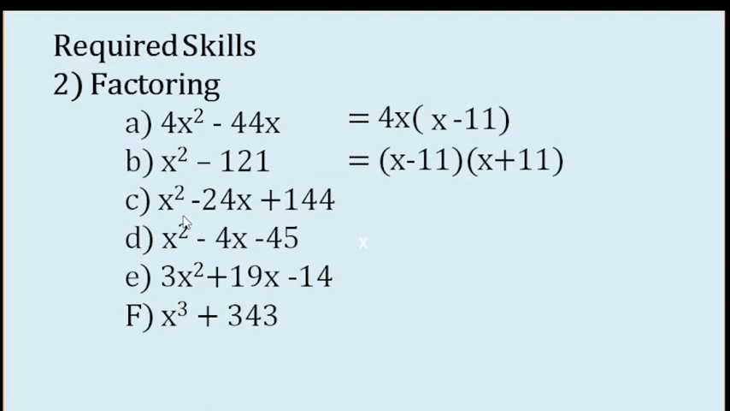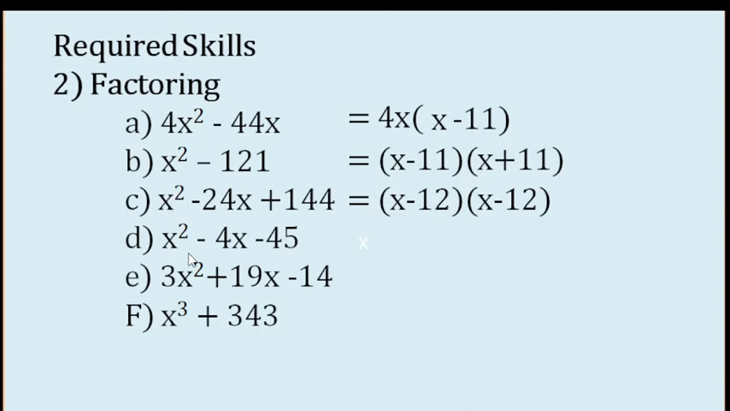Now here, this is factoring a perfect square trinomial. This is a perfect square trinomial. So the square root of x squared is x. The square root of 144 is 12. And the sign here is negative. So x minus 12, x minus 12.